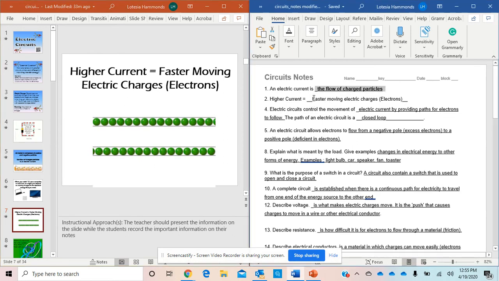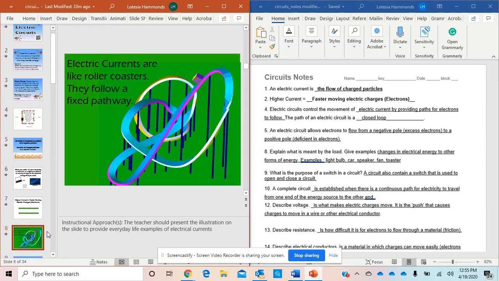Looking at question two, higher current equals faster moving electrical charges, or faster moving electrons. In this example, they're giving you a roller coaster. If you've ever been on a roller coaster, as awesome as they are, some of them are really exciting and some of them are a rough ride.